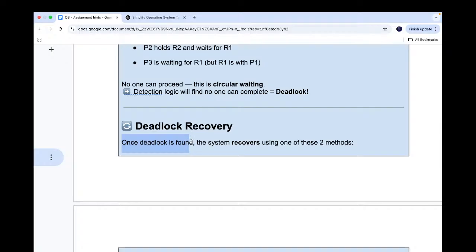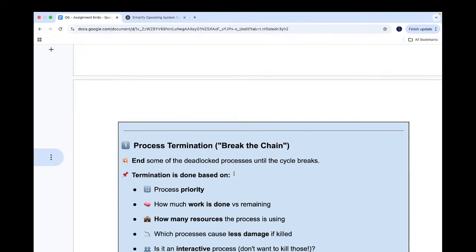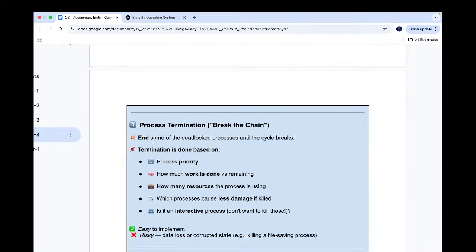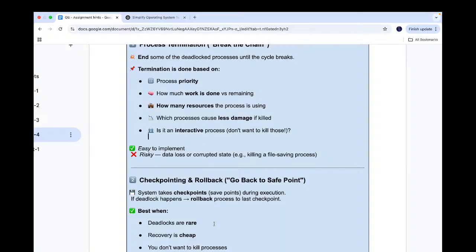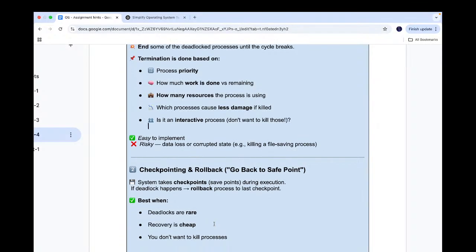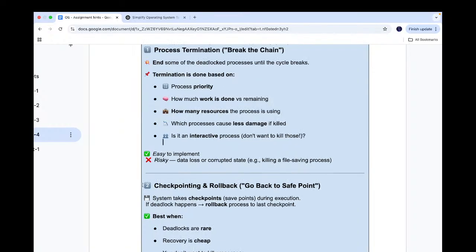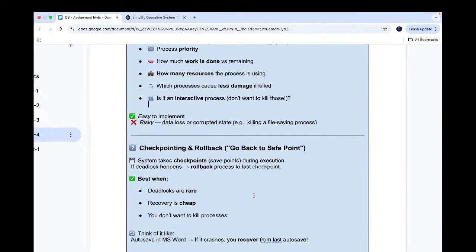Deadlock recovery. Once deadlock is found, the system recovers using one of these two methods. Process termination: terminate some of the deadlocked processes until the cycle breaks. Termination is based on the process's priority, how much work is done versus remaining, how many resources the process is using, and how much damage it can cause if killed. It is an iterative process, easy to implement. Checkpointing and rollback: the system takes checkpoints during execution. If deadlock happens, roll back the process to the last checkpoint.